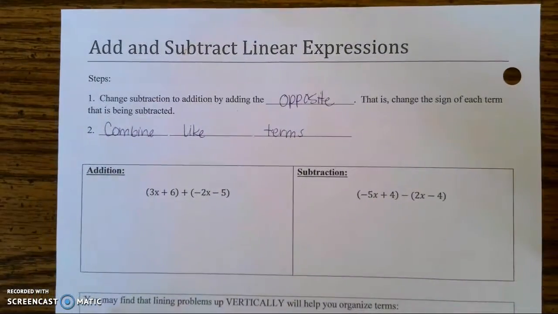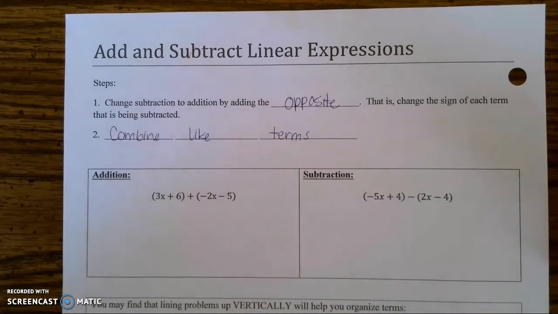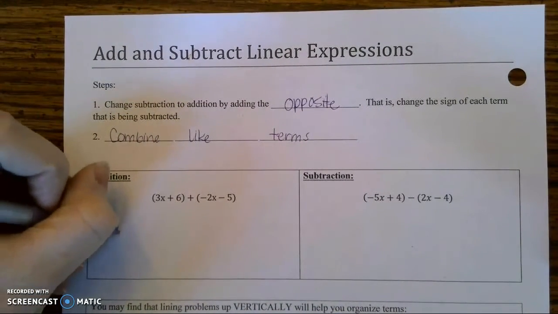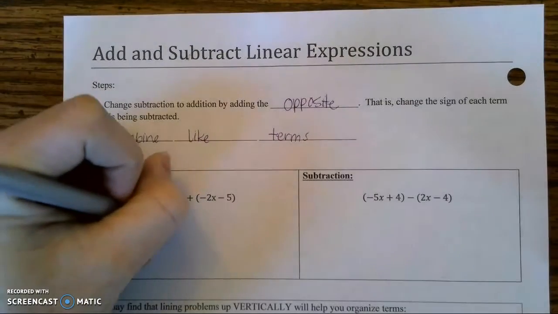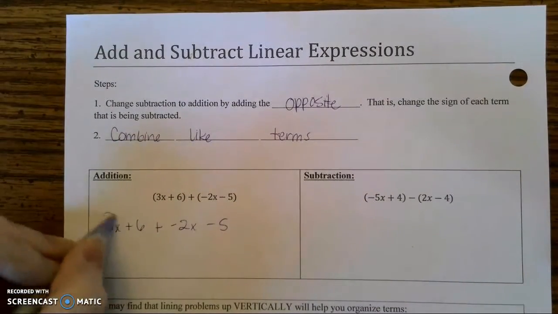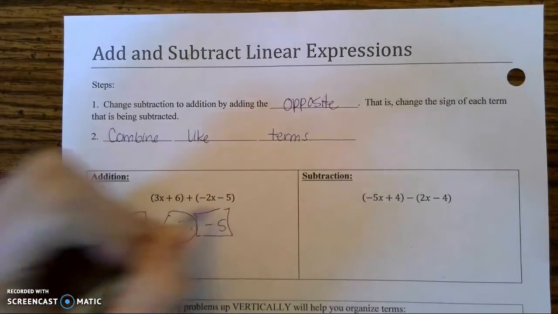Okay, so if we look at this example, there are a couple different ways that you can do this. You can stack the linear expressions, or you can just do them side by side. So I'm going to do one of each. So if we are going to do it this way, you would do 3x plus 6 plus negative 2x minus 5. So we're just going to combine like terms like we have been doing with simplifying expressions. So I have a 3x and a negative 2x, a positive 6 and a negative 5.